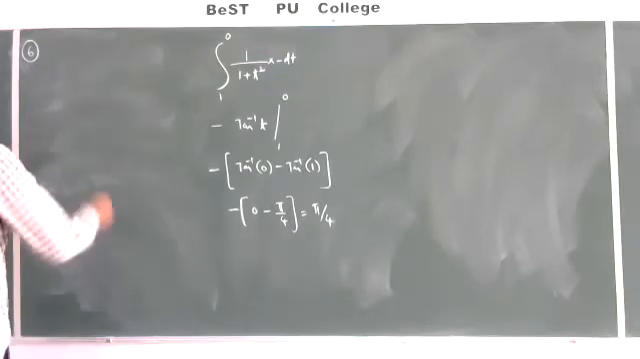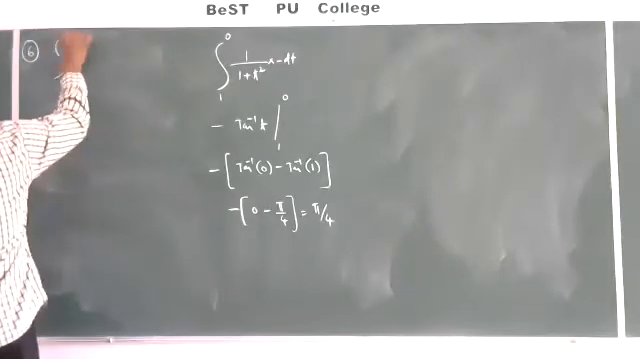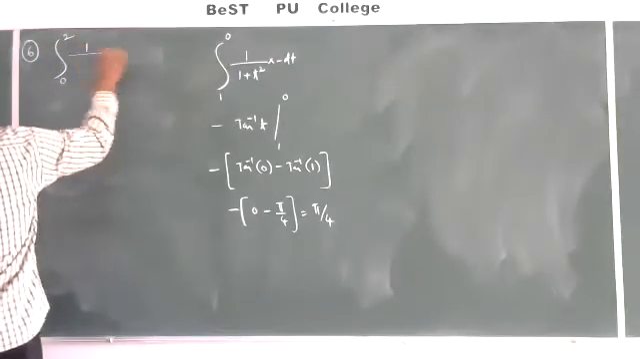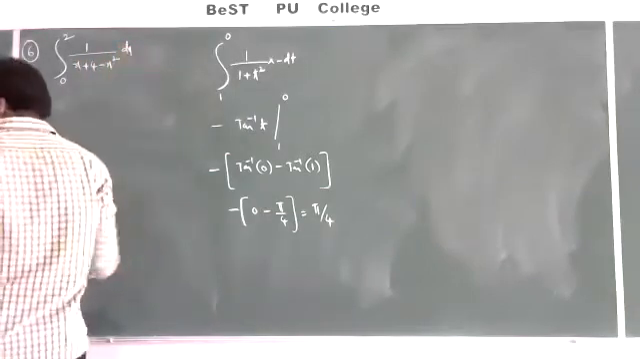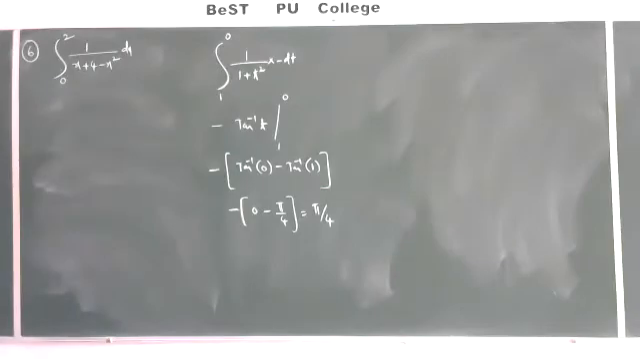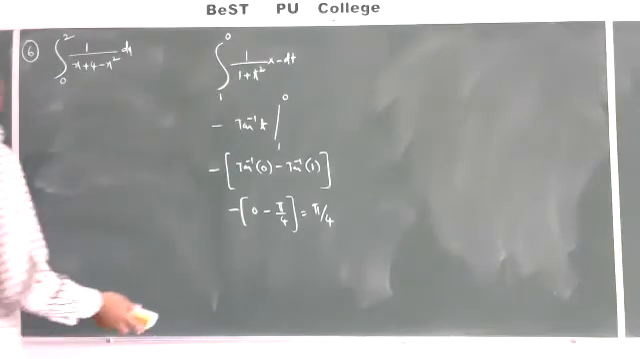Yes, sixth problem. Integral 0 to 2, 1 by x plus 4 minus x square dx.